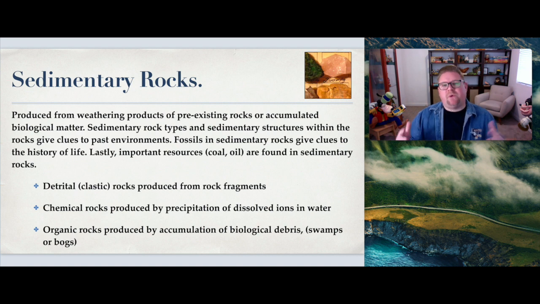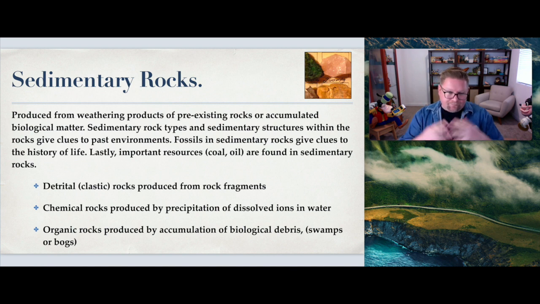Alright, so let's begin. So what are sedimentary rocks? They are produced from the weathering of pre-existing rocks or accumulated biological matter. Sedimentary rock types and sedimentary structures within these rocks give clues to past environments. Fossils in sedimentary rocks give clues to the history of life. And lastly, important resources such as coal and oil are found in sedimentary rocks.